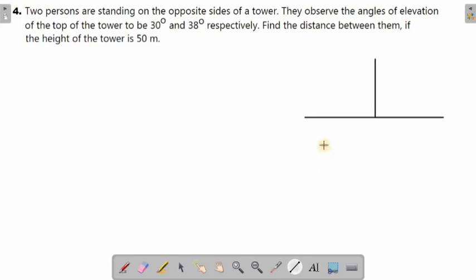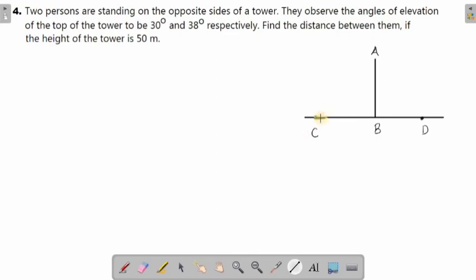Okay. Now there are two persons standing. So let me mark the points. Okay. So before that, let me name it also. So let me take AB to be the tower. Okay. And there are two persons standing on opposite sides of a tower. That means if one person is here, let's say, so let me take this point to be C and let me take another point out here. So let me take this point to point D. Okay. So they observe that the angle of elevation of the top of the tower is 30 degree and 38 degree respectively. All right. So what does this mean?